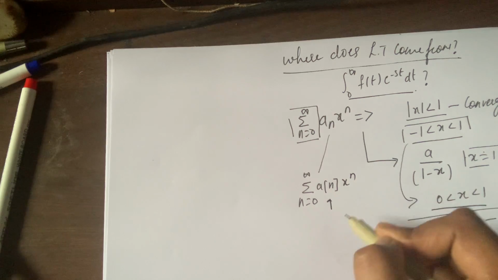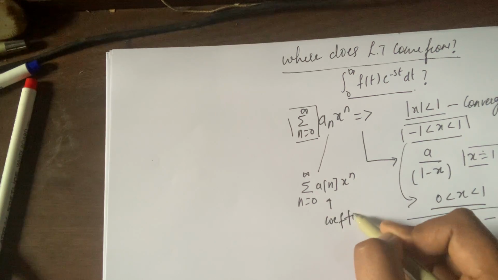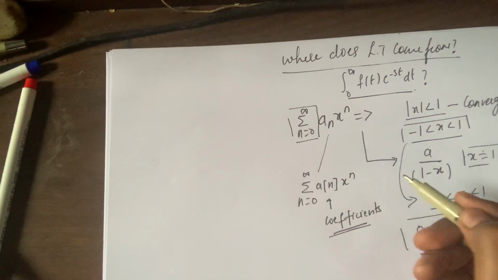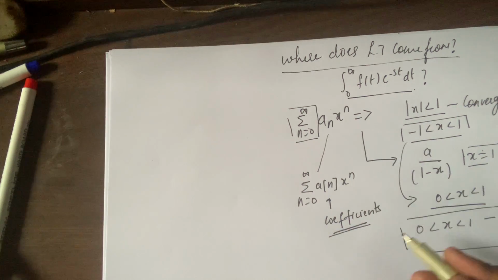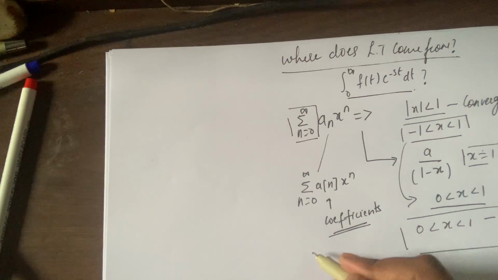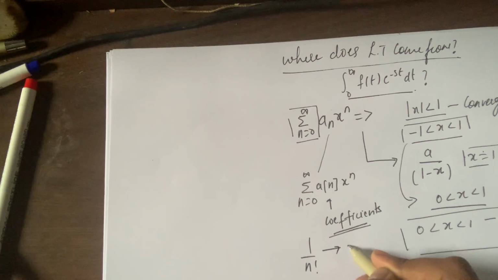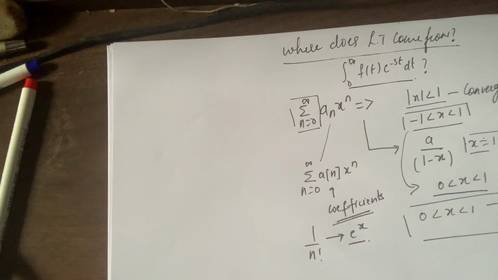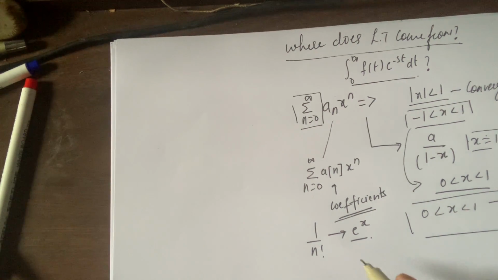So these are nothing but coefficients, right? They can be 1 or 1 by n factorial. If they become 1, then you know that the summation is 1 by 1 minus x, and if it is 1 by n factorial, then the summation is the e to the power of x series, correct? So we are well aware of this, correct?